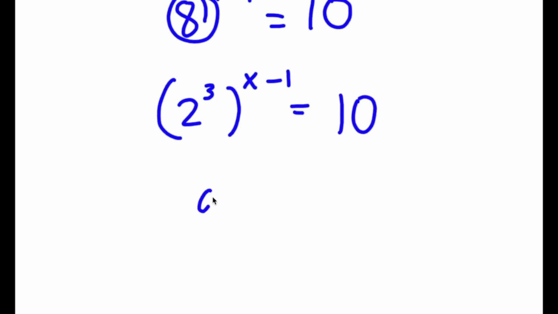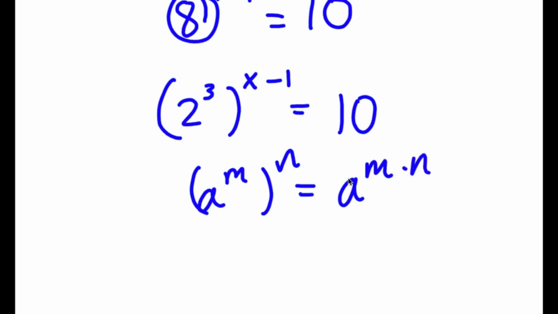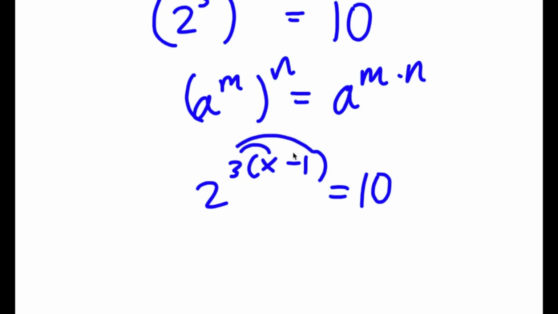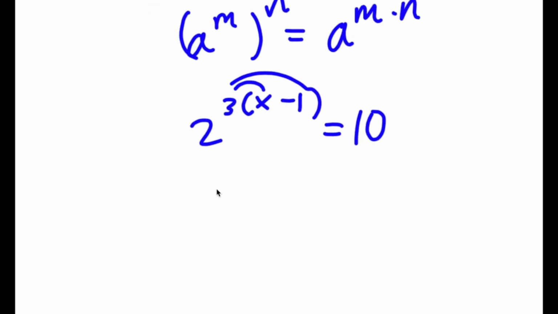And if I have something in the form a to the power of m to the power of n, this is equal to a to the power of m times n. So 2 to the power of 3 to the power of x minus 1, that's going to equal 2 to the power of 3 times x minus 1. And I can simply distribute the 3, so I have 3 times x plus 3 times negative 1. So 3 times x is 3x, and 3 times negative 1 is negative 3. So I have 2 to the power of 3x minus 3 is equal to 10.